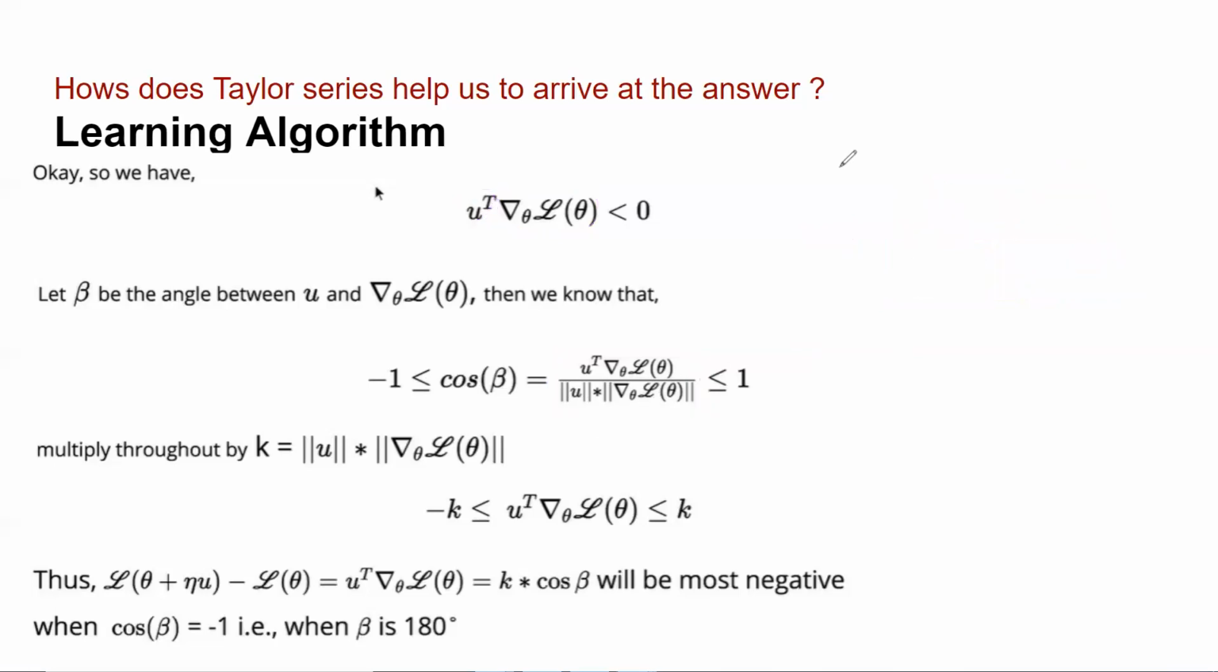So here you say multiplying throughout by k, right? Yes. So that's why after multiplying you have minus k less than or equal to, then k. But then you're not multiplying k in between. Yes, we don't need to multiply k in between.